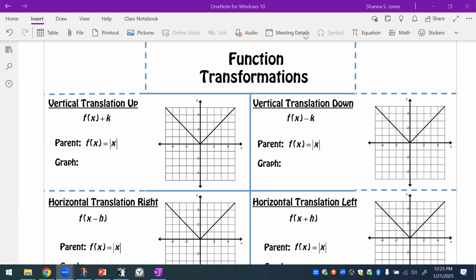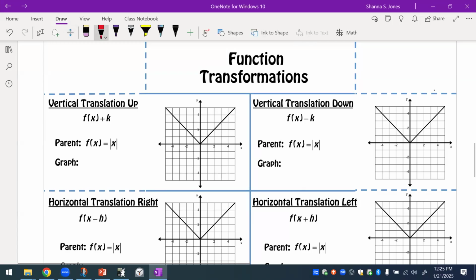Okay. All right. So last week, we learned, well, we've been working with the absolute value function. The absolute value function is f of x equals absolute value of x, right? And it makes a V shape. So on your foldable, all you see are the V shapes of the parent function, okay? And we're going to be manipulating it, moving it left, right, up, and down.